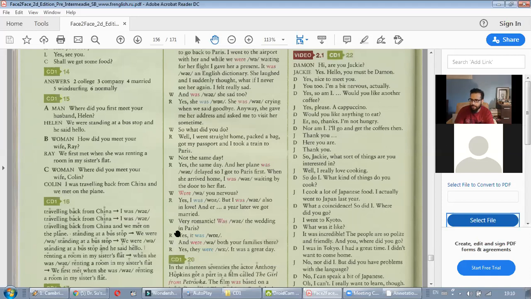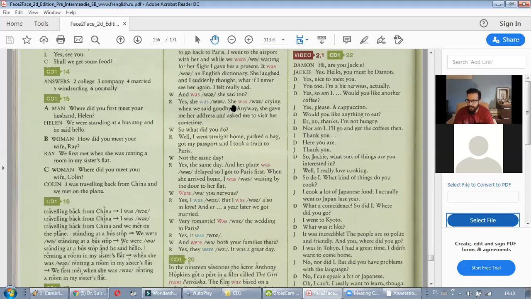Was the wedding in Paris? So we use the weak form in a question, right? And here we have another question. Were you nervous? Do you see this one? It's also a weak form, and it's a question.